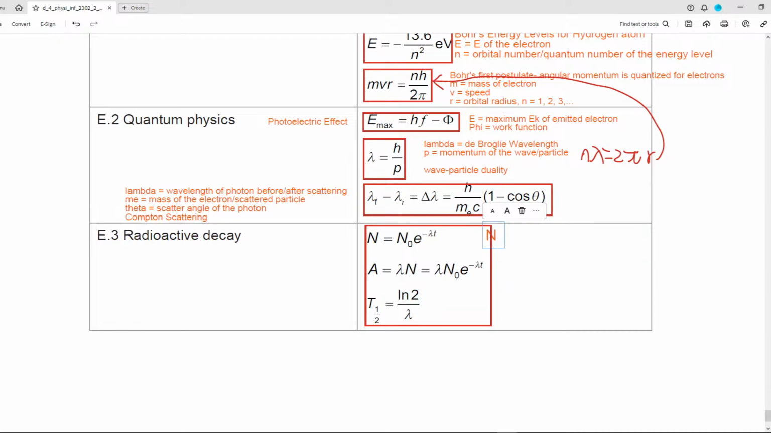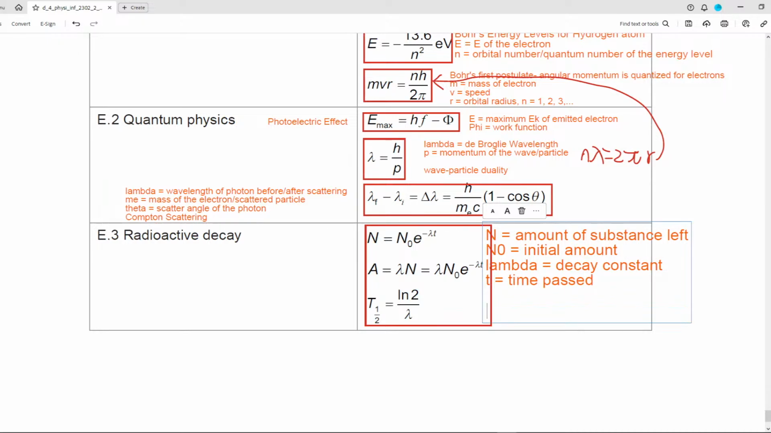N here is the amount of substance left. N0 is the initial amount. E here is not a variable. E here is a constant, 2.7 something. And lambda here, be careful, not wavelength, because we're seeing a lot of wavelengths here. Lambda here is what we call the decay constant. Okay, decay constant. All right, and time passed.